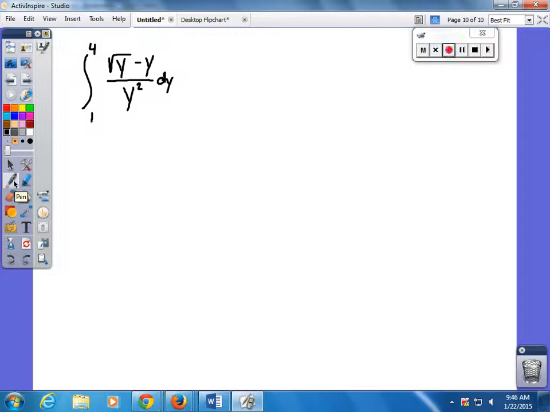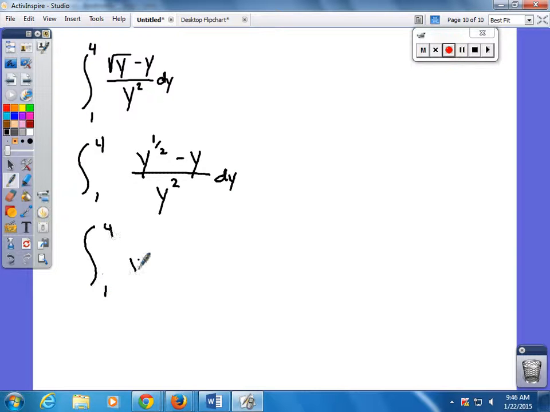So, this is a cluster. Right here, this is a mess. So, first thing you want to do is rewrite everything and get it all on the same floor. So right now, you've got two different floors, and that's not going to help you. So, the antiderivative from 1 to 4 of y to the 1/2 minus y over y squared dy. Antiderivative of 1 to 4 of y to the negative 2 times y to the 1/2 minus y dy.